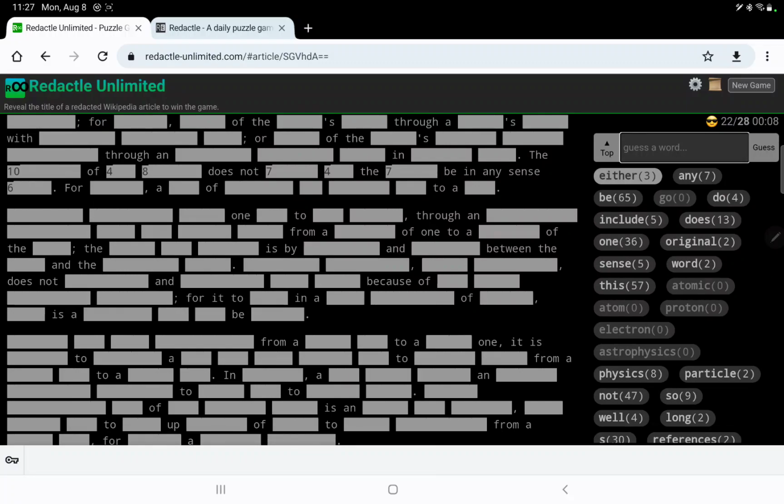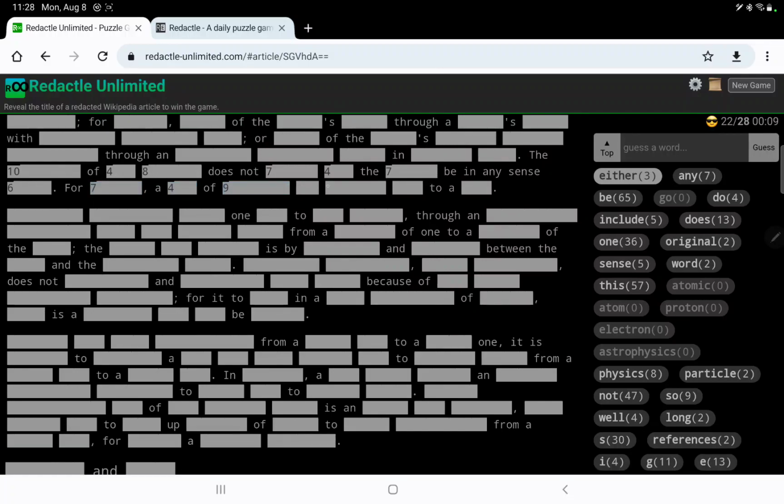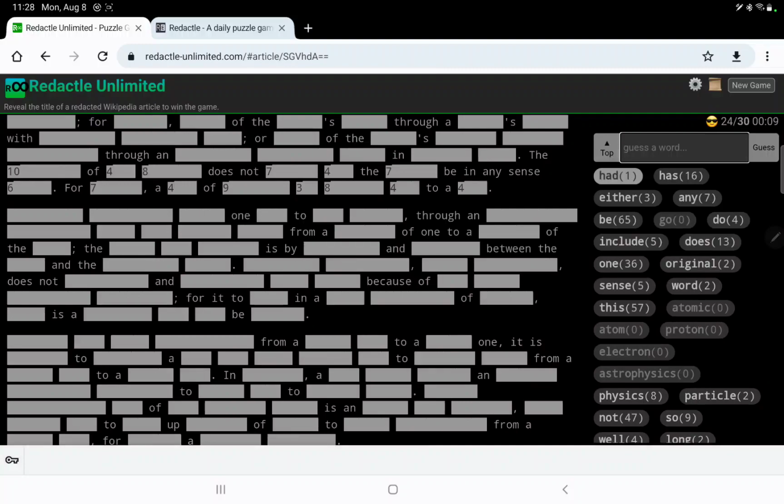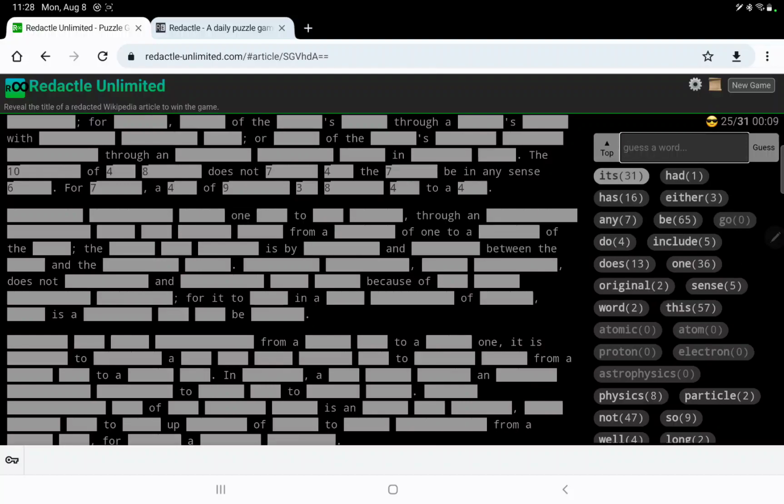The 10 of 4, 8 does not 7, 4, the 7b in any sense 6. For 7, a 4 of 9, 3, 8, 4, 2a something. Beat to a pulp, no, a something of thing. Has, had, was, not redacted. It's, no, it's good to get some of these words out.